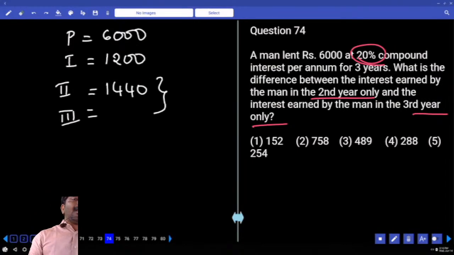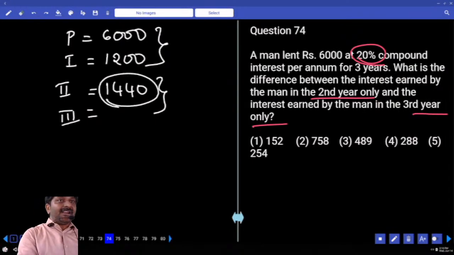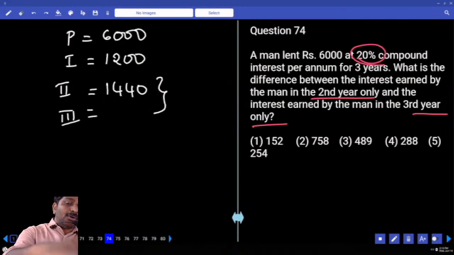1,440. Now how many numbers do you see there? So you need to calculate 20% on all three numbers. Upon the first two numbers we already calculated and got 1,440. Yes or no? The extra is interest on the second year interest only. What is 20% of the second year interest? That itself is the difference between both the numbers. One step extra.